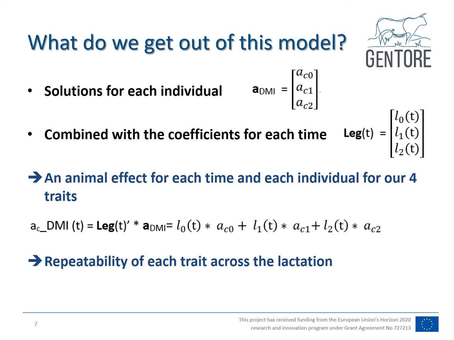What do we get out of this model? First of all, we get solutions for each individual. When we combine them with the coefficients for each time, the Legendre polynomial coefficients, we get an animal effect for each time, each individual, and for the 4 traits. So it allows us to calculate the repeatability of each trait across the lactation.